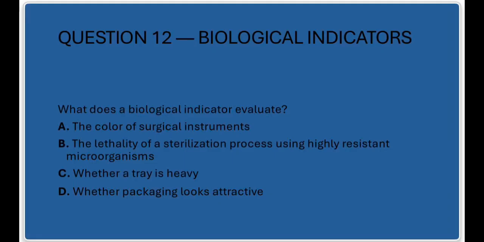Question 12. What does a biological indicator evaluate? Option A, the color of surgical instruments. B, the lethality of the sterilization process using highly resistant microorganisms. C, whether a tray is heavy. D, whether packaging looks attractive.